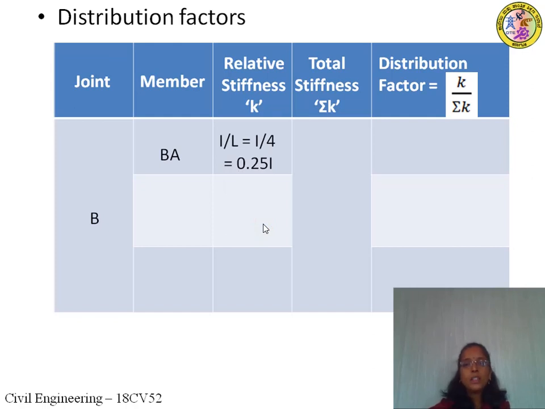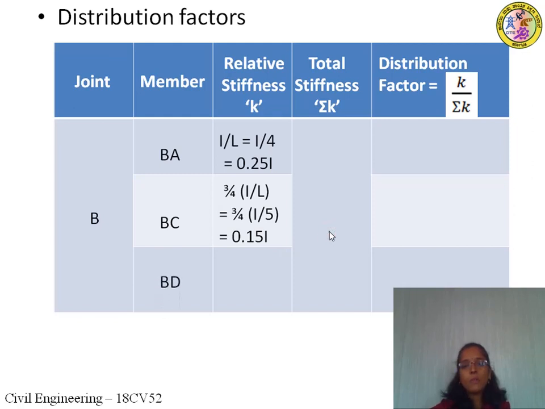Okay. Next, for BC member, next member is BC. So BC member, the far end C is a hinge, a roller. Therefore the relative stiffness is calculated by 3/4 of I by L. So it will be equal to 3/4 of I divided by the length of the member BC is 5 meter. So that will be equal to 0.15 I.